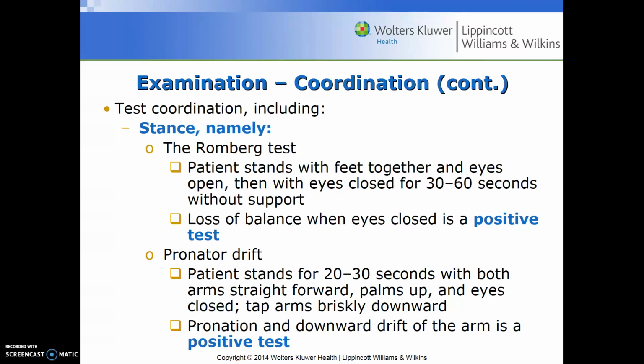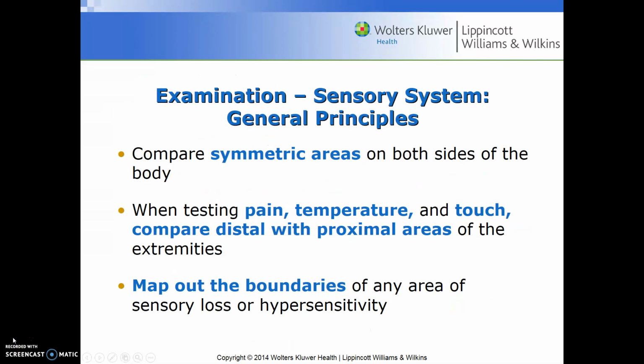The pronator drift is an interesting test of coordination where the patient stands for 20 to 30 seconds with both arms straight forward, palms up, and eyes closed. You tap the arms briskly downward, and if they pronate and a downward drift in the arm is apparent, then the test is positive. So let's review what it looks like to examine the sensory system, general principles.